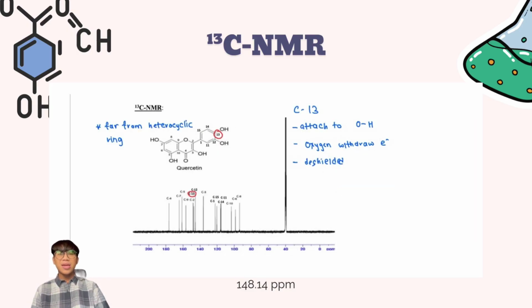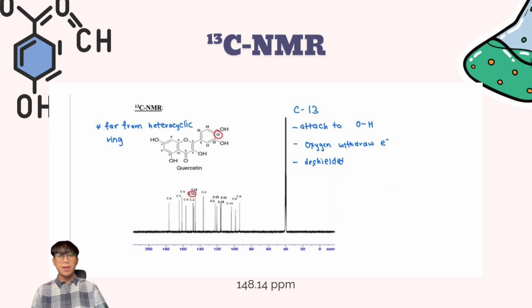Carbon number 13 is located at the right aromatic ring, which is further away from the heterocyclic ring containing the carbonyl group. So this carbon is directly attached to the hydroxyl group, and oxygen de-shields this carbon, making the carbon appear at 148.14 ppm.